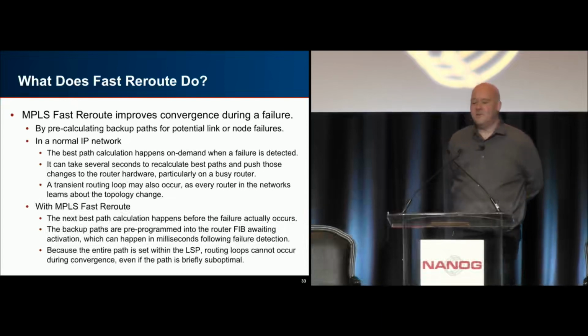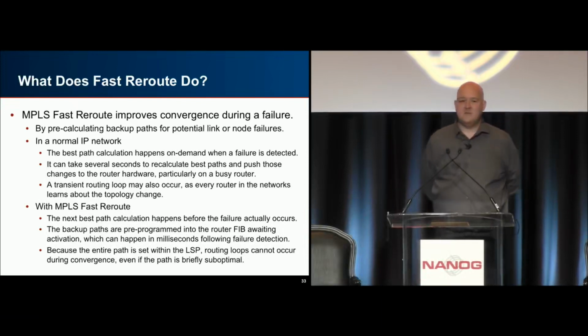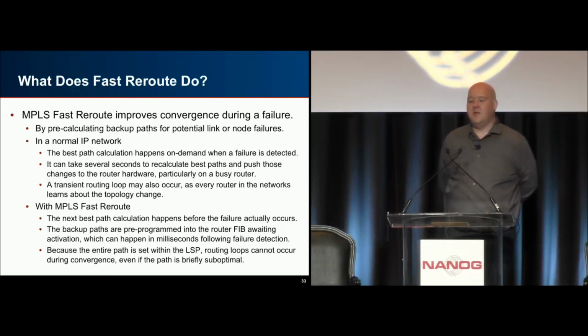So with MPLS fast reroute, what happens is you figure out every failure mode. You say, what's my next best path if every one of these links individually, what happens if this one goes down? What happens if this one goes down? And you also can figure out what happens if every node goes down. What happens if not one of these links fail, but the whole device that I'm talking to fails? What's my next best path?